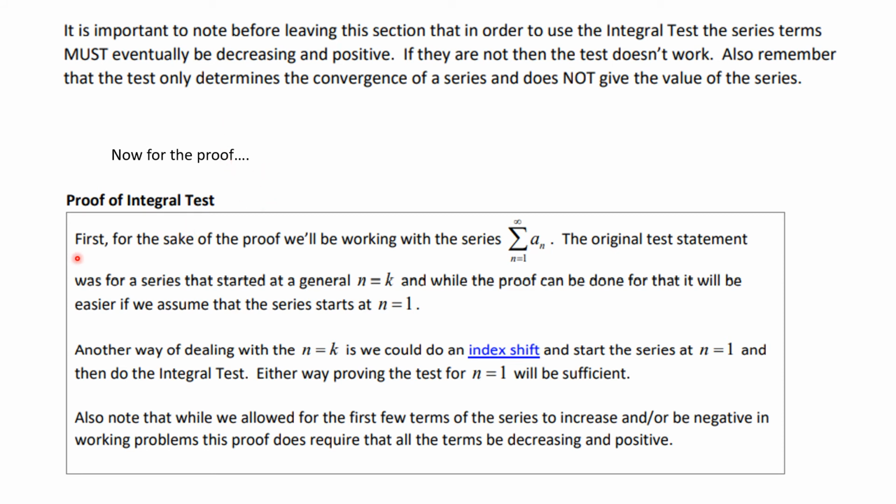Okay, so let's talk about the proof. And the proof's going to look very similar. We're just doing things nicely. So we start with this series, and we're starting at 1 because starting at k is all about the tail. We also could have formally done just an index shift to n equal k. But either way, we'll do it for n equal 1, and that will be sufficient.